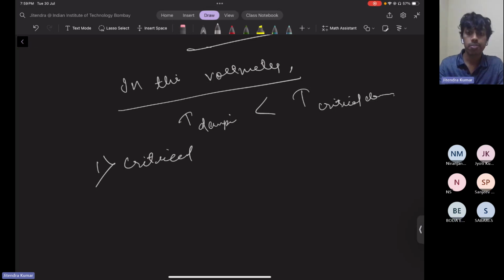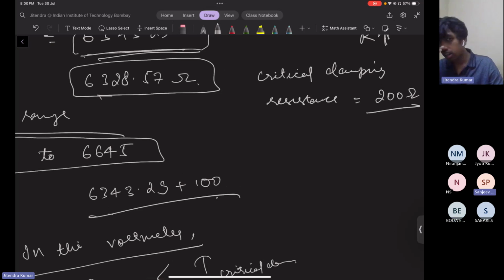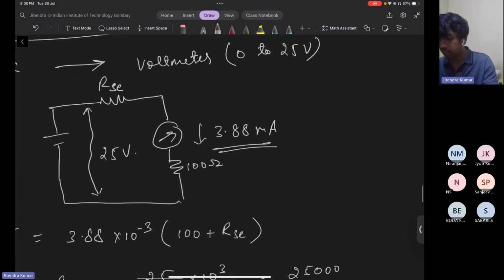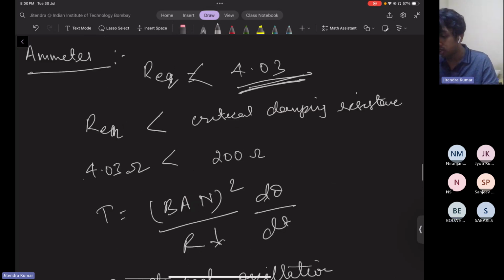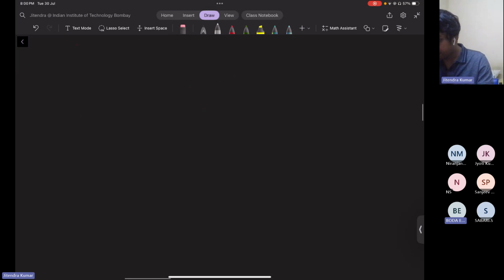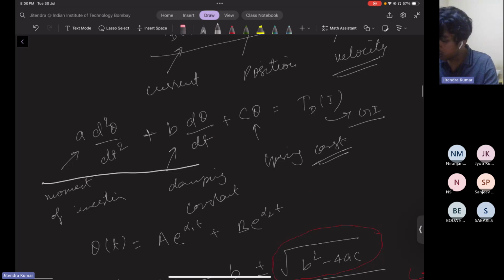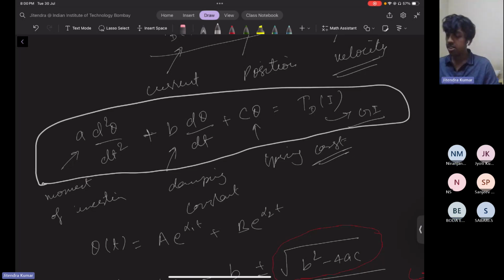Hello, sir. Yeah, go ahead. Sir, where do we use d theta by dt? If damping torque is asked in the question, then you'll have to use d theta by dt. I just derived this damping torque from the dynamic equation, so let me go back to it. Yeah, this was the dynamic equation, the standard differential equation. Are you able to see? Yes, sir. There I mentioned that with the damping constant, the angular velocity component will be there. If you are going to calculate the damping torque, then you will have to calculate b into d theta by dt.